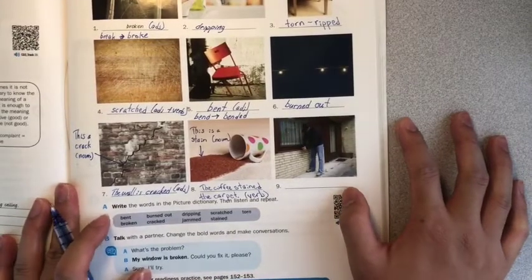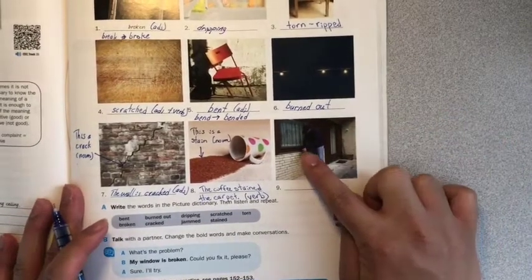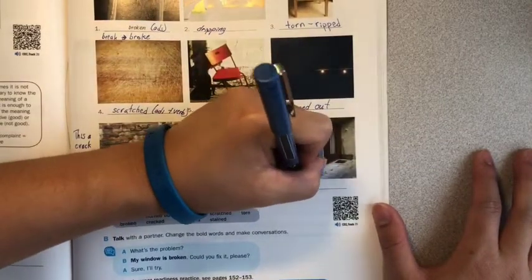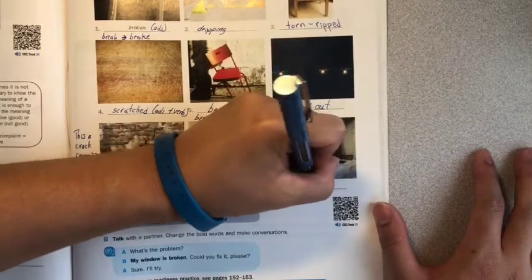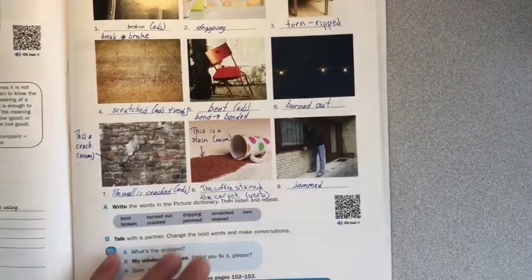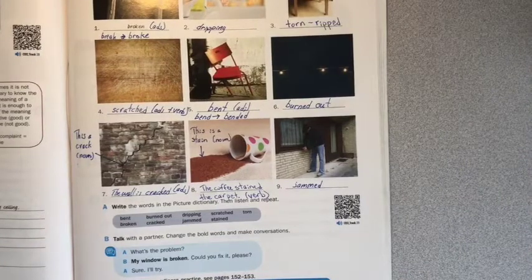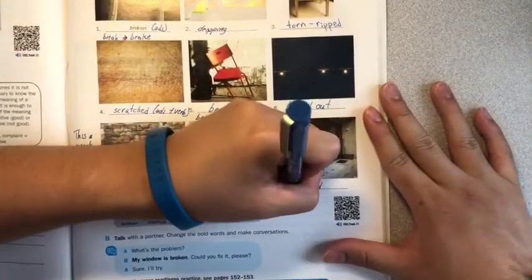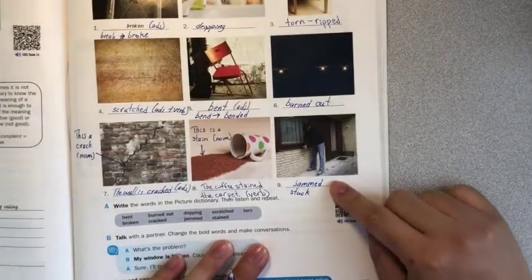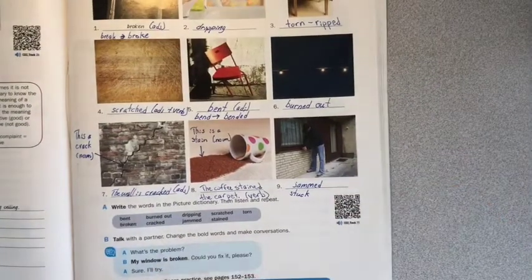Number 9. This is somebody, they're trying to open the window, but the window will not open because the window is jammed. The window is jammed. It will not open. It's jammed. Or another word is stuck. The window is jammed. The window is stuck. It will not open.